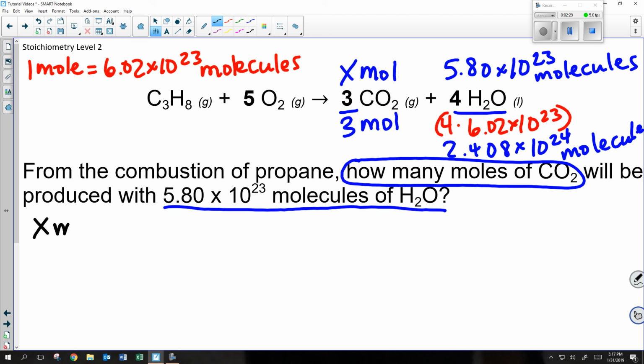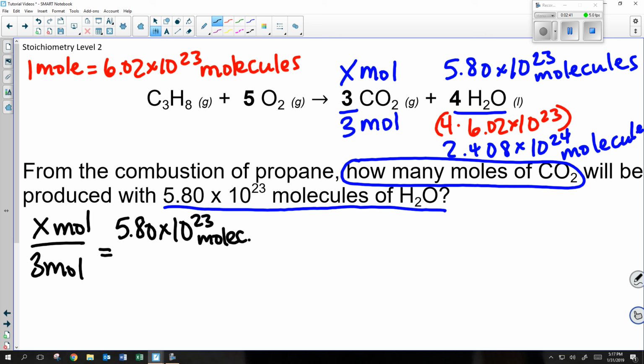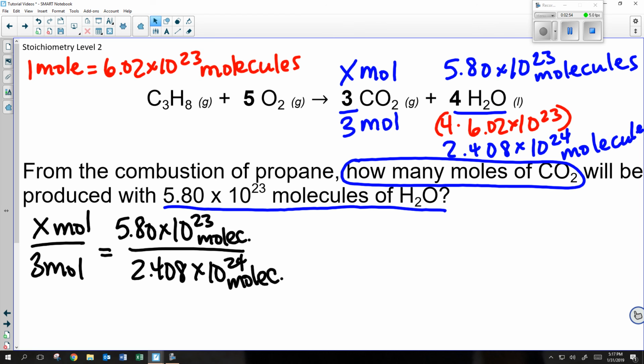Now I have everything I need to set up my proportion. So X moles over 3 moles equals 5.80 times 10 to the 23rd molecules over 2.408 times 10 to the 24 molecules. At this point, I cross multiply and can solve for X.